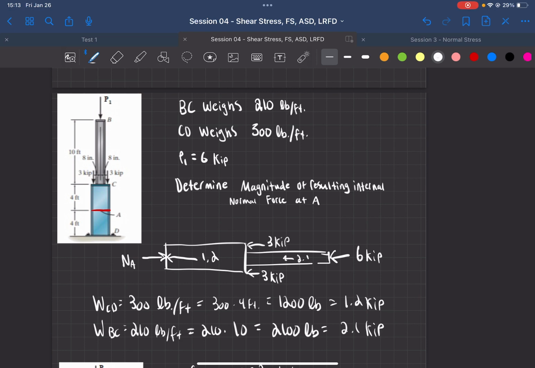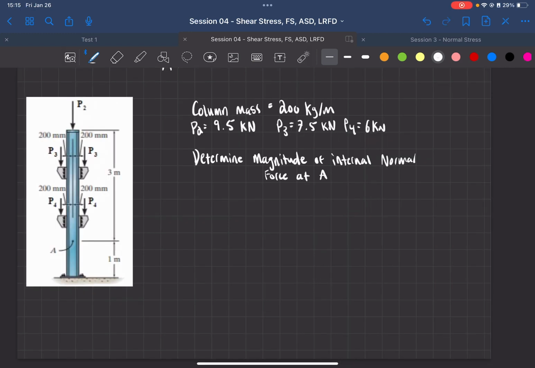So we're just going to do the sum of forces in the y direction, I just wrote it horizontal, is equal to 0, which is NA minus 1.2 minus 6 minus 6 minus 2.1, which turns out to be 15.3 kip, and that is the answer for A, 15.3.